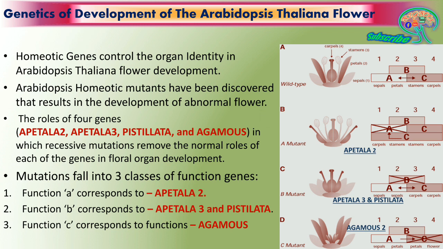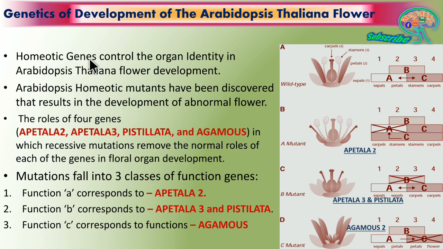For example, as we have discussed, the class A genes are responsible for the development of the sepals and petals, the class B genes for the development of the petals and the stamens, and the class C genes for the development of the stamens and the carpels. So here they mutate this group of genes and study them. According to that, they make a note and declare it to be such and such a gene, which is responsible within that particular class.